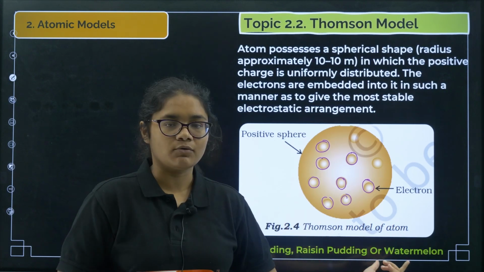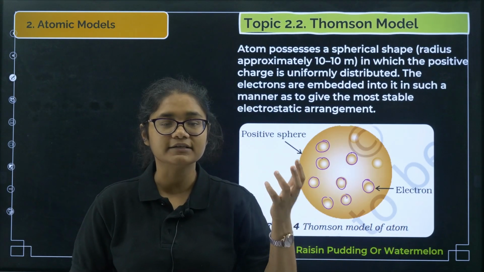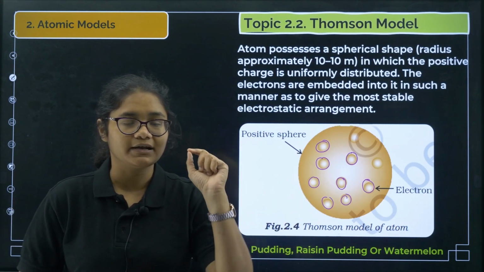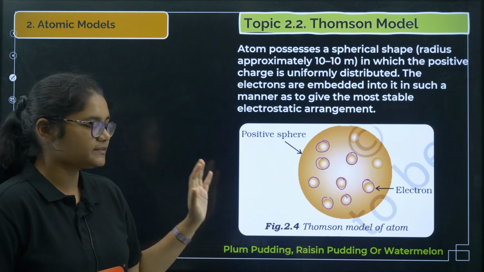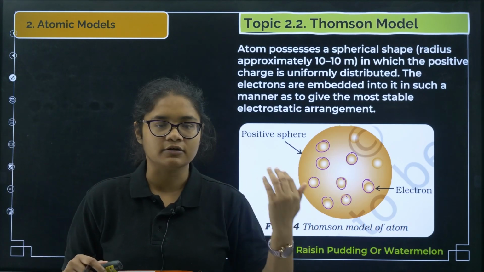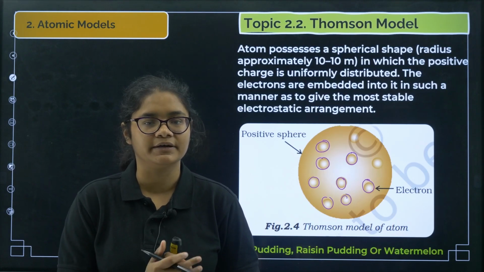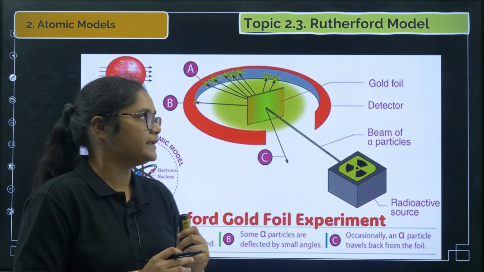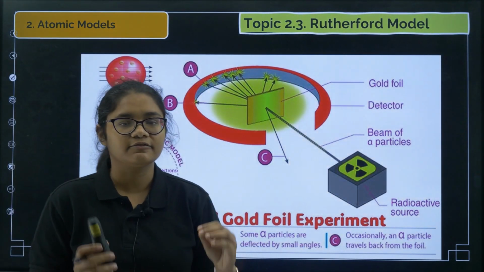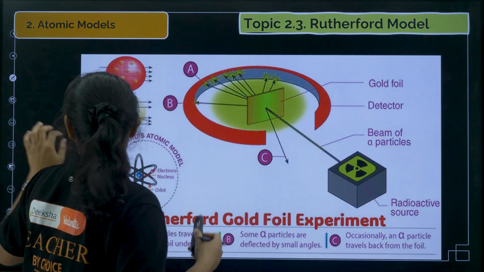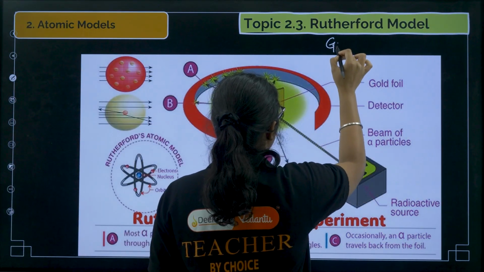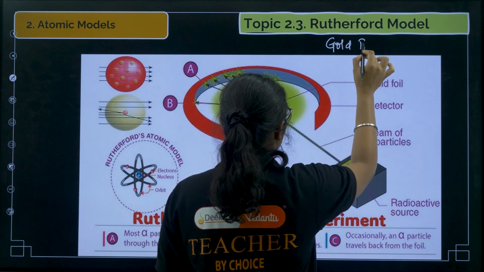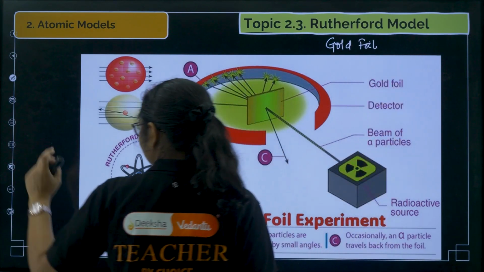Similarly in the watermelon model, the red part is the positively charged sphere and the seeds in it are the negatively charged electrons. So this model was going well, it was able to explain the stability of the atom until the next scientist came, that is the Rutherford model. Rutherford gave his atomic model based on an experiment, the gold foil experiment. Now what is this gold foil experiment?